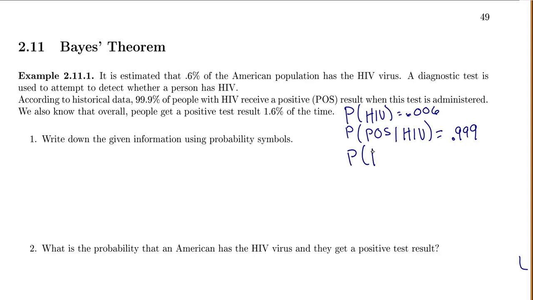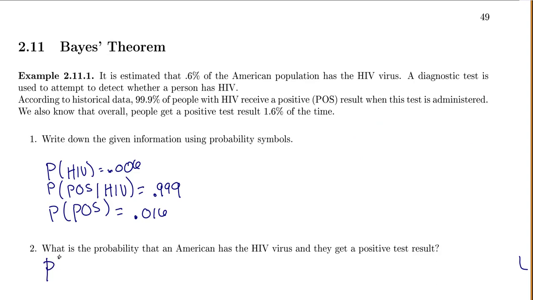Notice this is just overall positive. It didn't say anything about whether or not you actually have HIV. Probability positive is 0.016. So write down all the information with symbols. Okay, we did that. What's the probability that an American has the HIV virus and they get a positive test result?